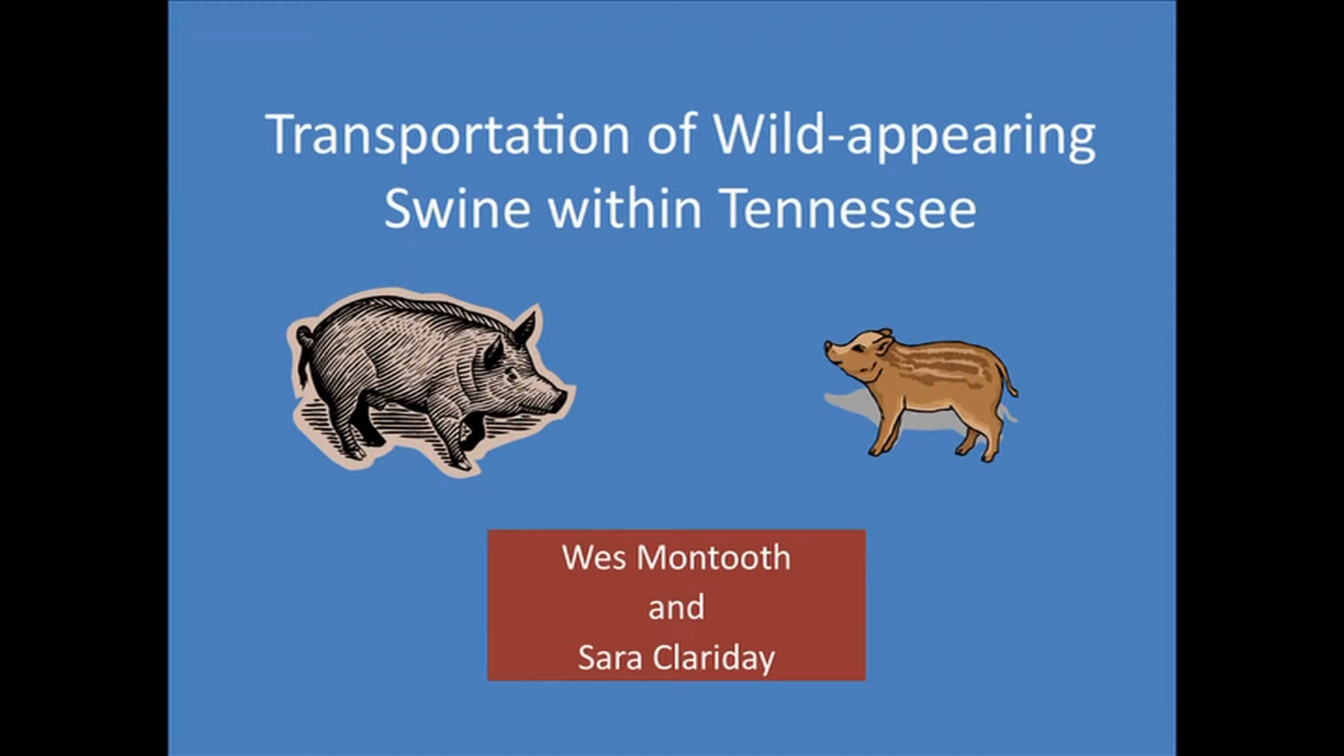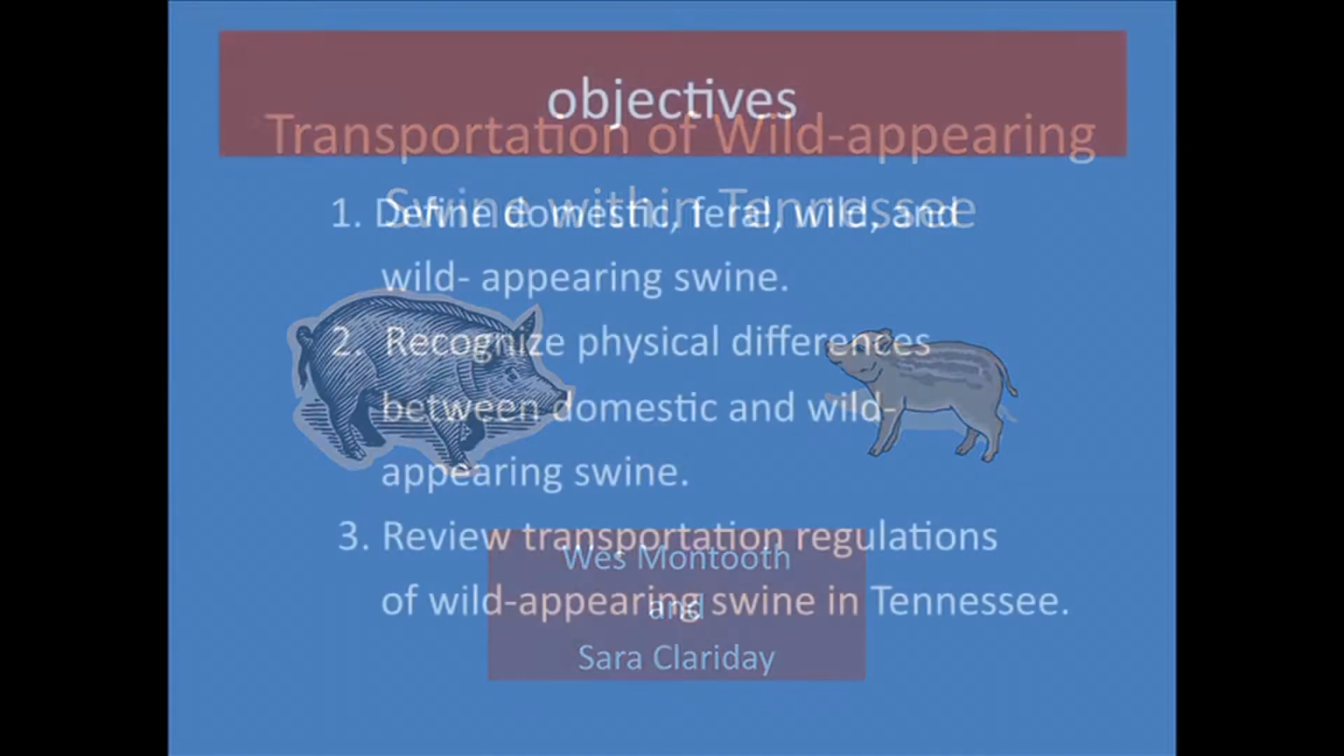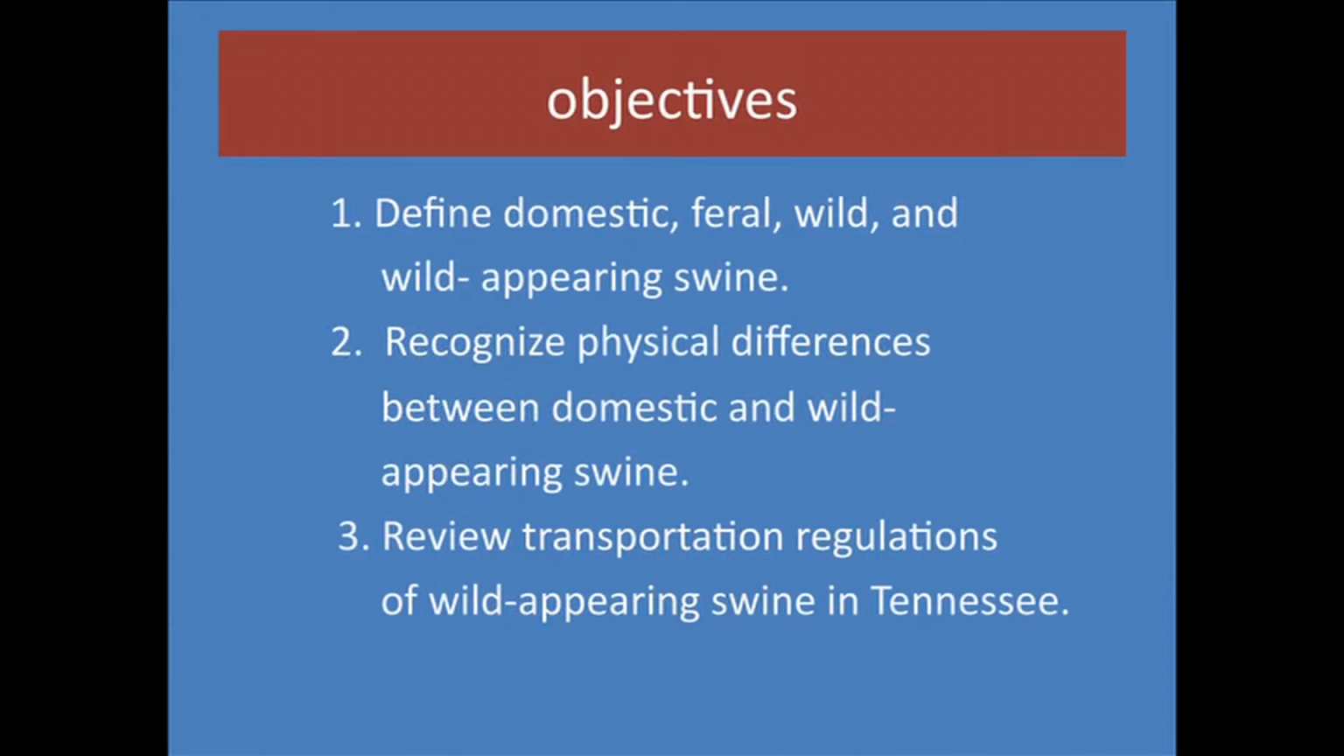Transportation of wild-appearing swine within Tennessee. The objectives are to define domestic, feral, wild, and wild-appearing swine, to recognize physical differences between domestic and wild-appearing swine, and to review transportation regulations of wild-appearing swine in Tennessee.